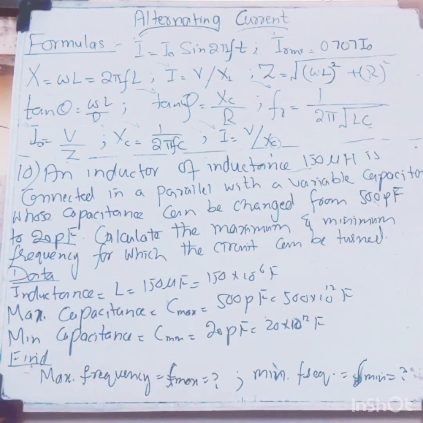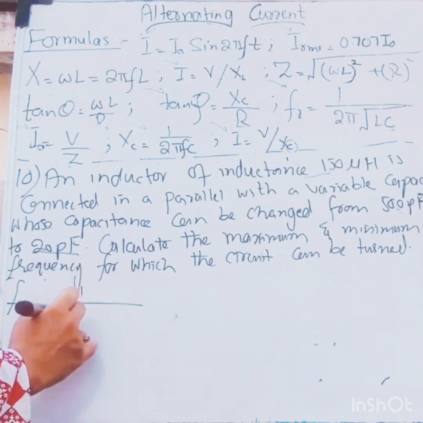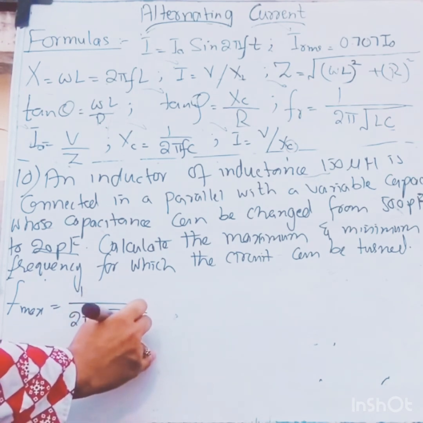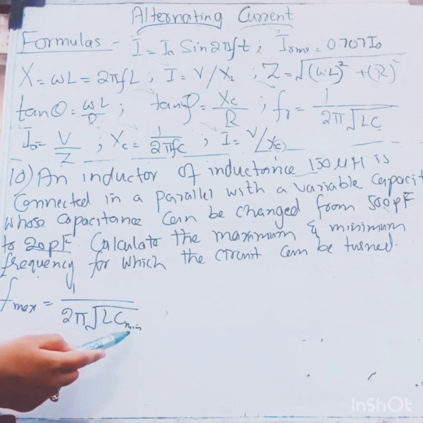For this statement, my formula is this one. First, consider maximum frequency. F maximum is equal to 1 divided by 2 pi under root L multiplied with C minimum. Guys, frequency and capacitance have an inverse relationship with each other. I mean, when frequency is increased, then capacitance is decreased, and similarly, when frequency is decreased, then capacitance is increased. So for F maximum, I have to use C minimum.